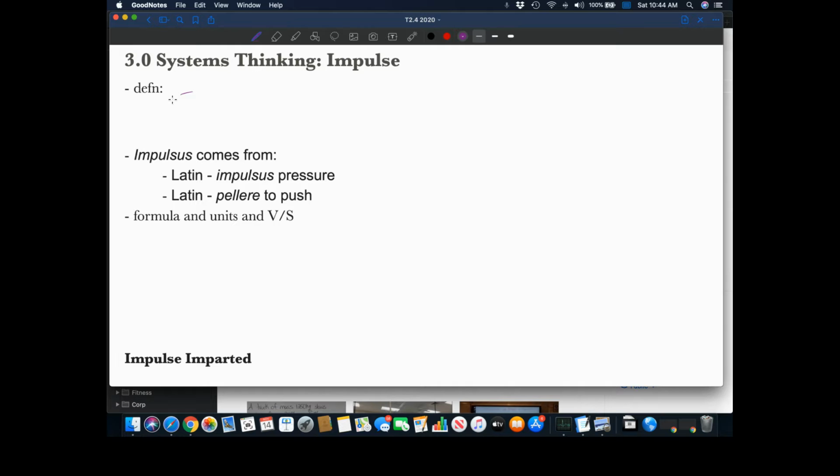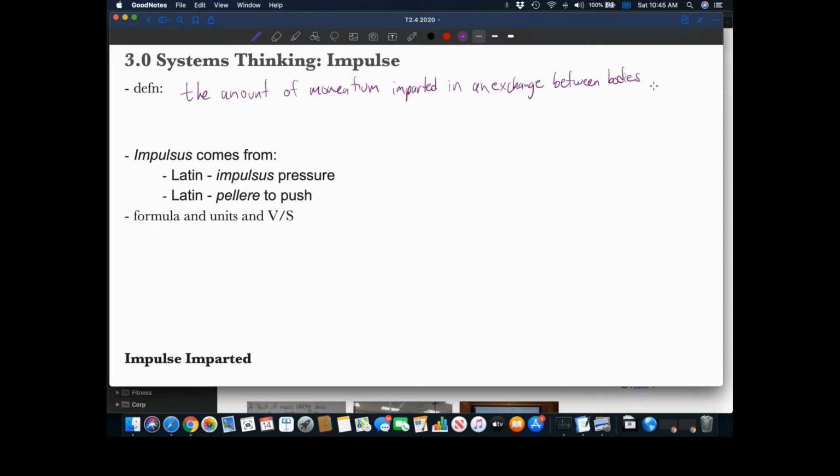The impulse is the amount of momentum imparted in an exchange between bodies. So there is some interaction of bodies, and there's an exchange of momentum when those bodies interact. And the impulse is that amount of momentum that's imparted to one from the other.